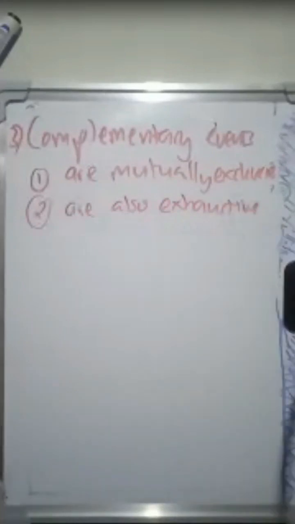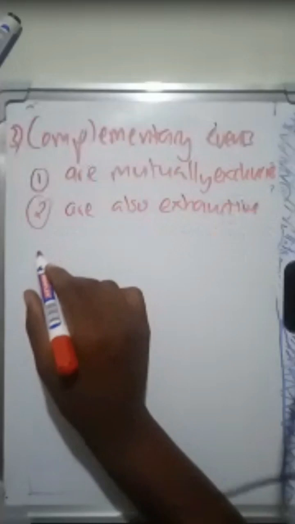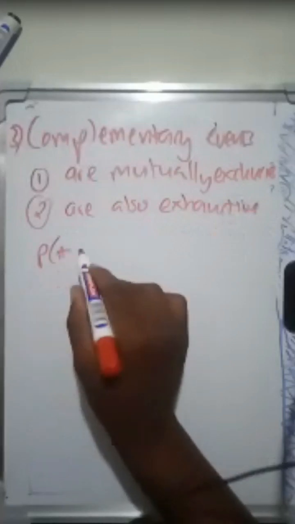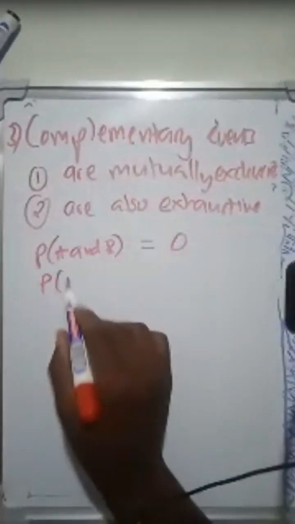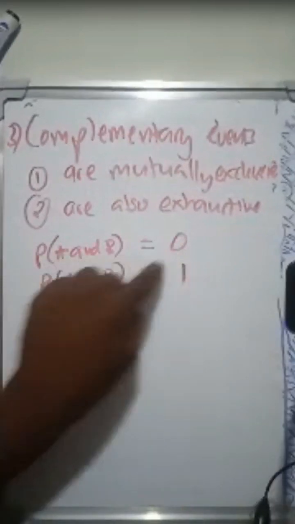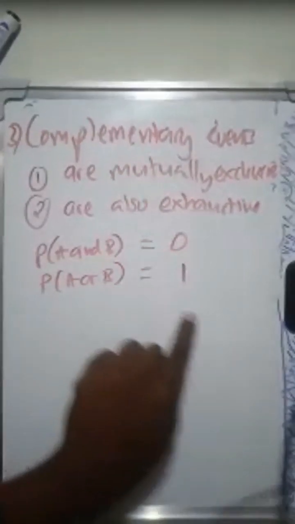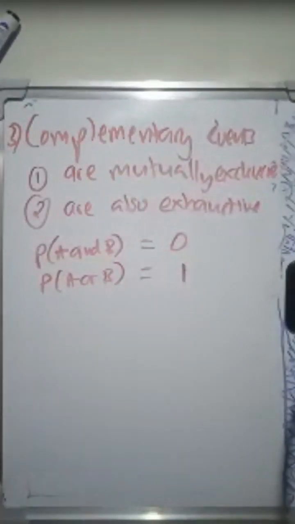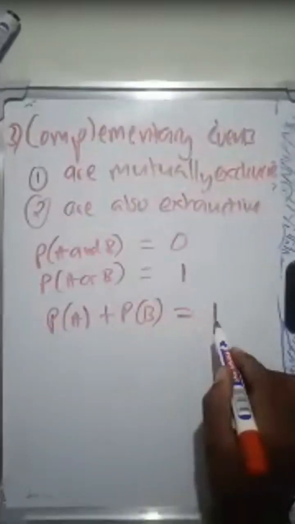Right? So what does it mean? It means for complementary events, if A and B are complementary events, then the probability of A and B is equal to 0, and also the probability of A or B is equal to 1. The probability of A and B is equal to 0 because complementary events are mutually exclusive. And also the probability of A or B is equal to what? To 1. Okay? So what does it mean? It means the probability of A plus the probability of B is equal to 1.